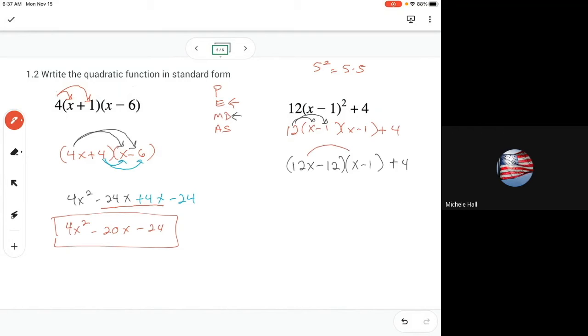12x times x is 12x squared. 12x times negative 1 is negative 12x. Now we multiply negative 12 times x, which is negative 12x, and negative 12 times negative 1 is positive 12. We have some like terms that can be combined, negative 12x and negative 12x, and we also have 12 and 4 that can be combined. They are like terms. We have 12x squared minus 24x plus 16. Final answer.